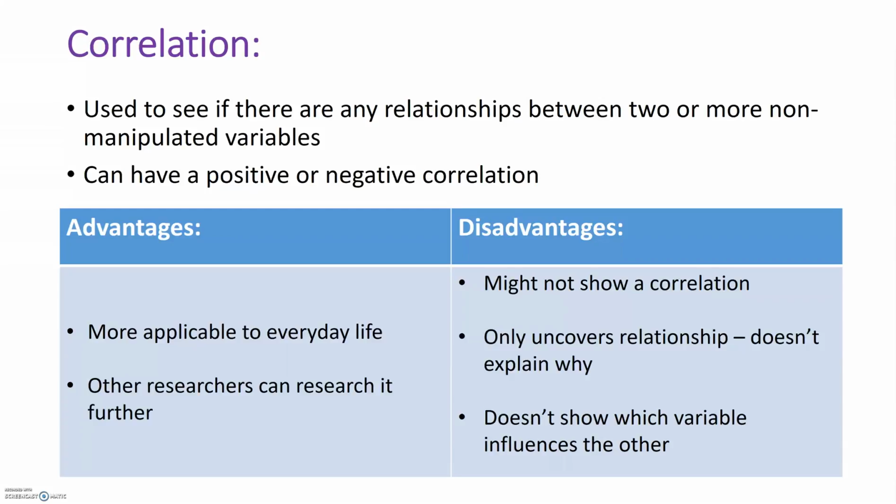Correlation is used to see if there are any relationships between two or more non-manipulated variables, and this can give you a positive or a negative correlation. So if it is closer to +1 on the scale, then that means that there is a very strong positive correlation. However, if it's towards -1, then that means there's a very strong negative correlation.